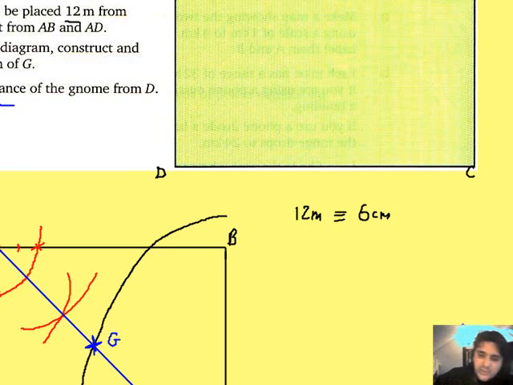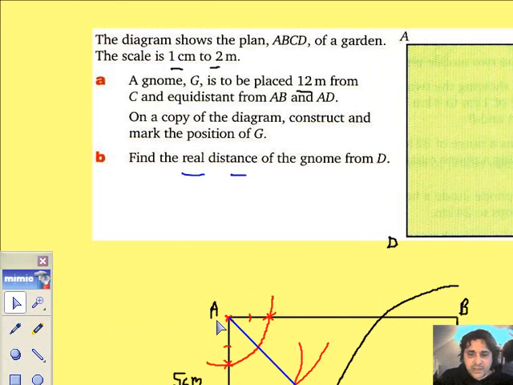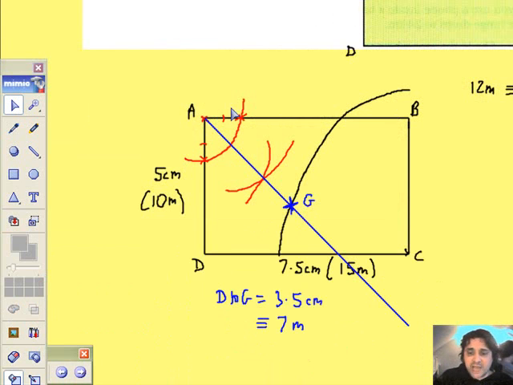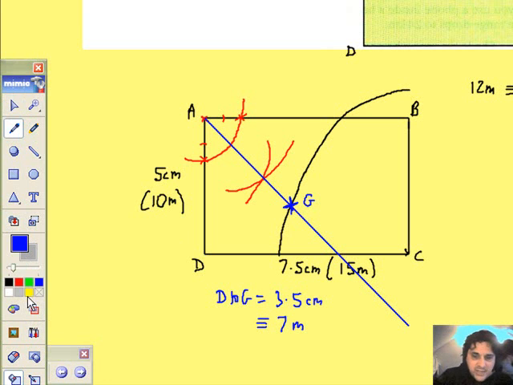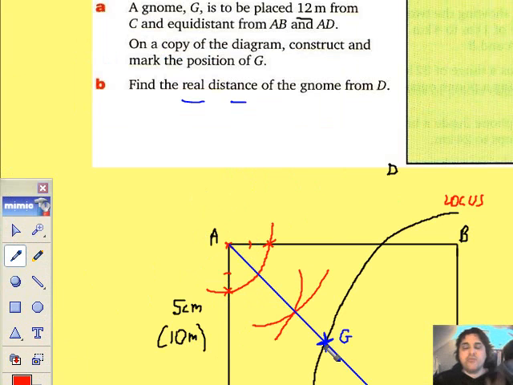Alright, so what did we do? Established an arc radius of 6 centimetres to represent 12 metres from the point C. Bisected the angle that's made by the lines AB and AD, so these are now equidistant by doing that locus there. So these are the two loci, and since it's the last question, I'm going to actually label them loci. So this is the locus of this set of points there, and this is the locus of the line that's been bisected, and according to these two rules, these two loci, the gnome is sitting right on top of both these loci.